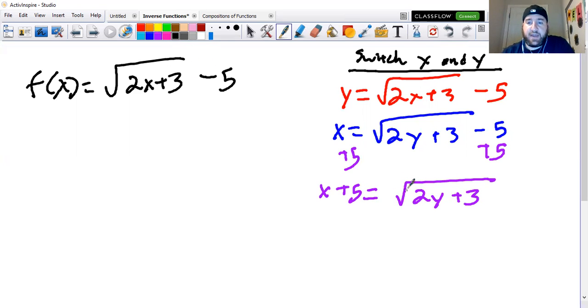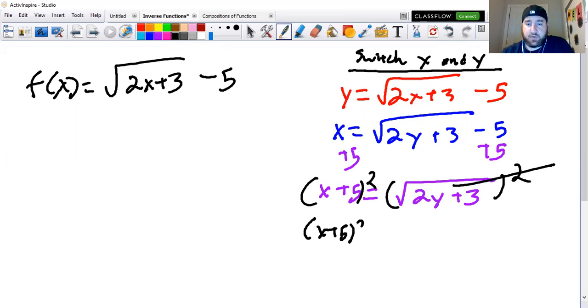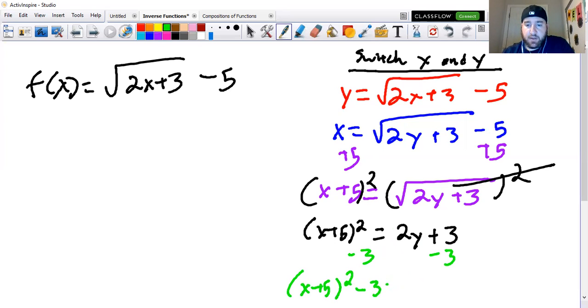All right. So now to get to the y, I got to get rid of the radical sign. I got to get rid of the square root sign. So I got to cancel that out by squaring it. Okay. So I square x plus 5. So x plus 5 squared equals 2y plus 3. At this point, hopefully y'all know the algebra from here on out. Minus 3. So x plus 5 squared minus 3 equals 2y.